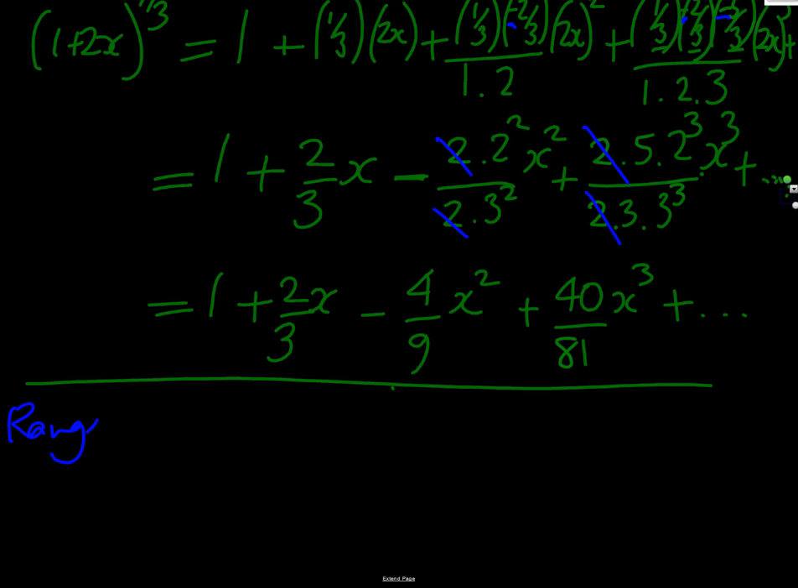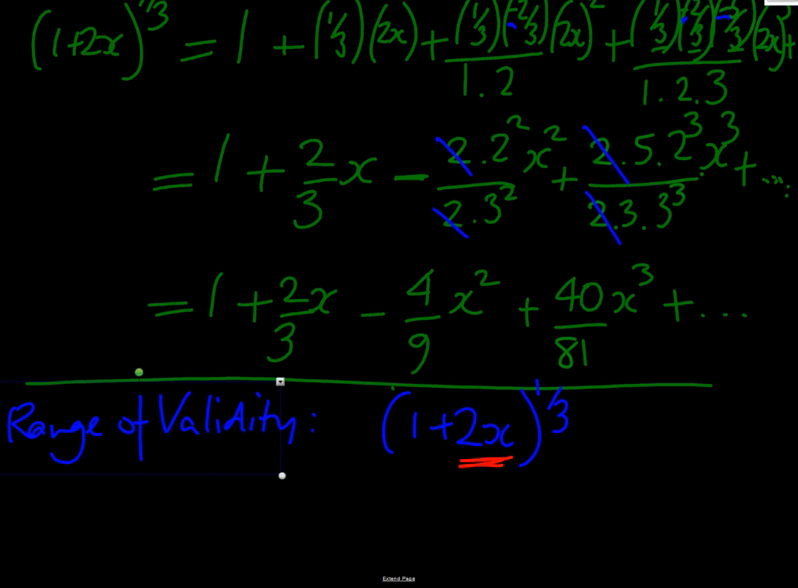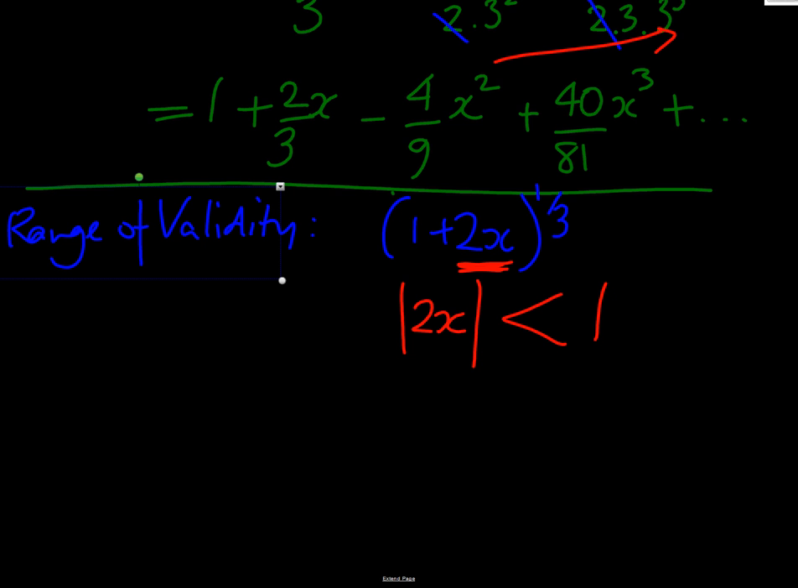Second part is they've asked us to set the range of validity. Remember the important bit of this is what's inside the bracket. Here we had 1 plus 2x to the third, and that term must have a modulus of less than 1, otherwise the terms will just expand as they go on. They'll increase in size, and therefore it won't converge. So to converge, that value must be less than 1.